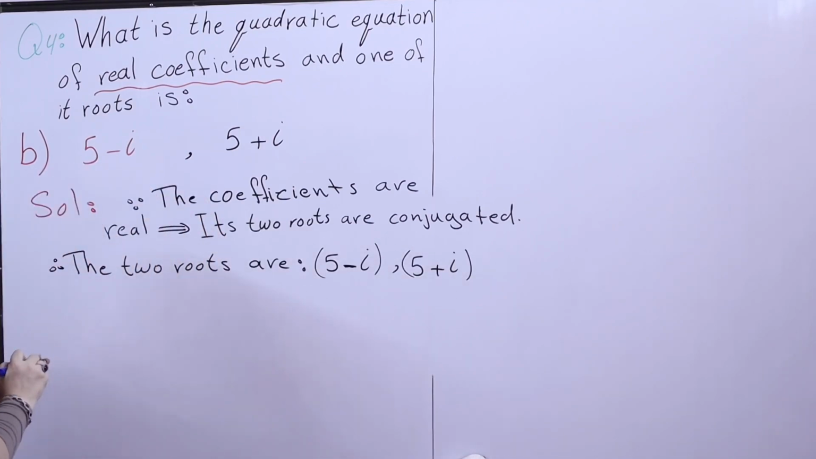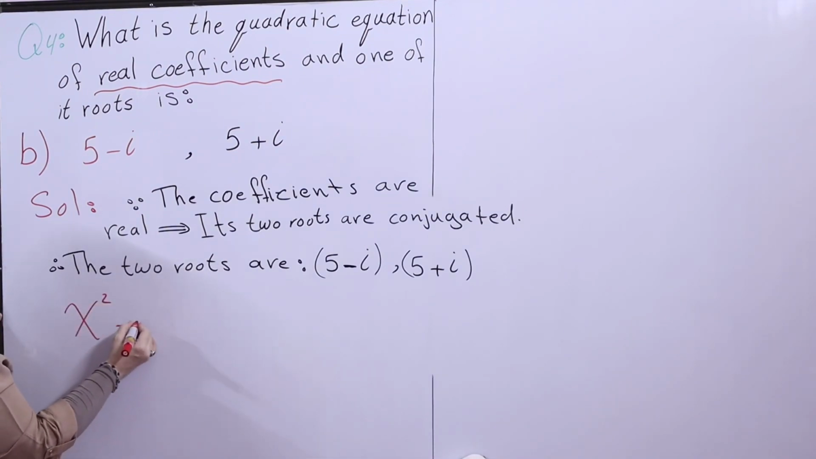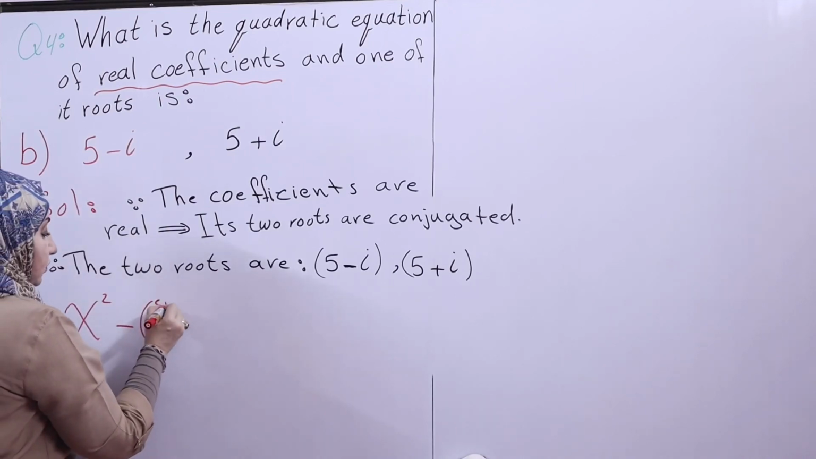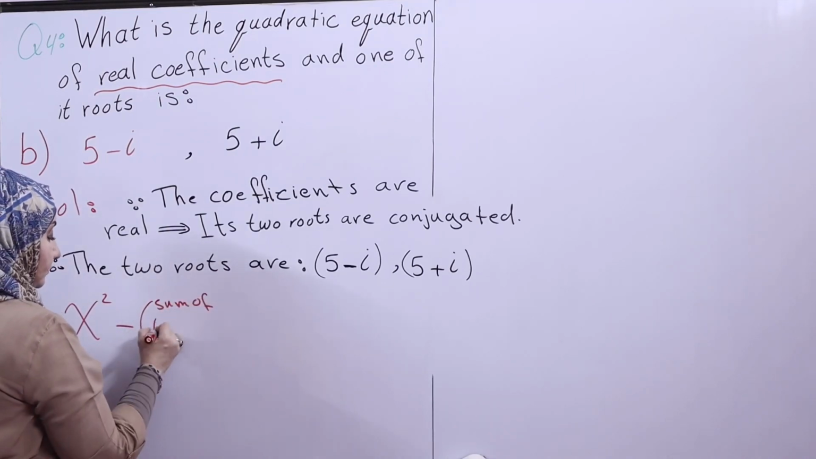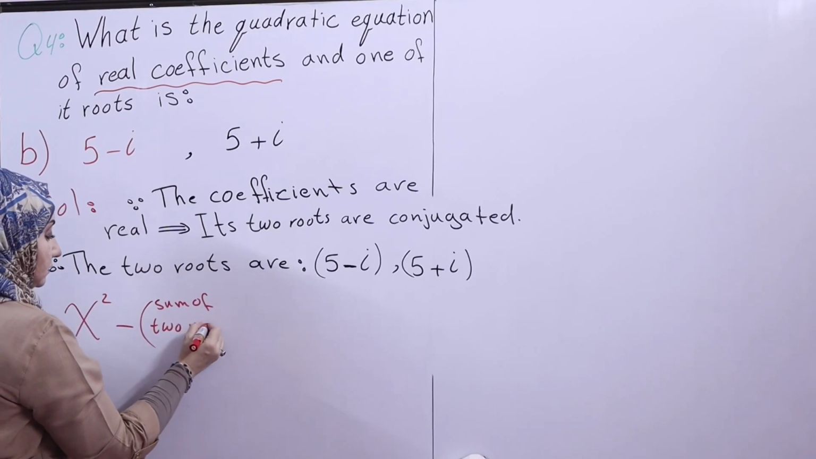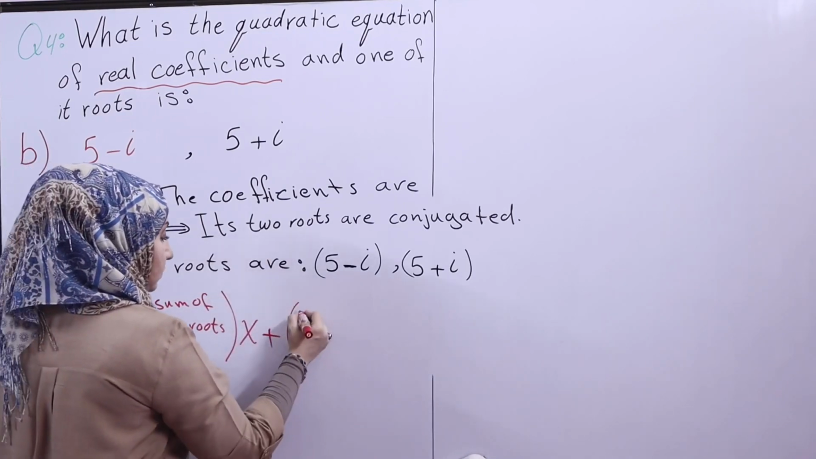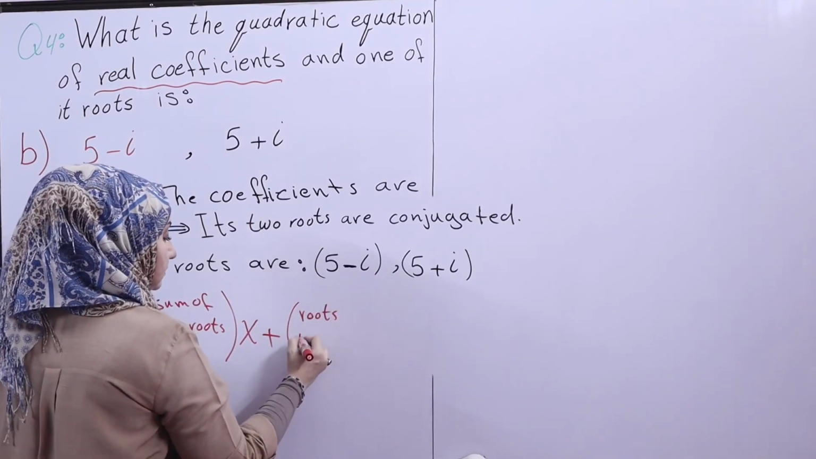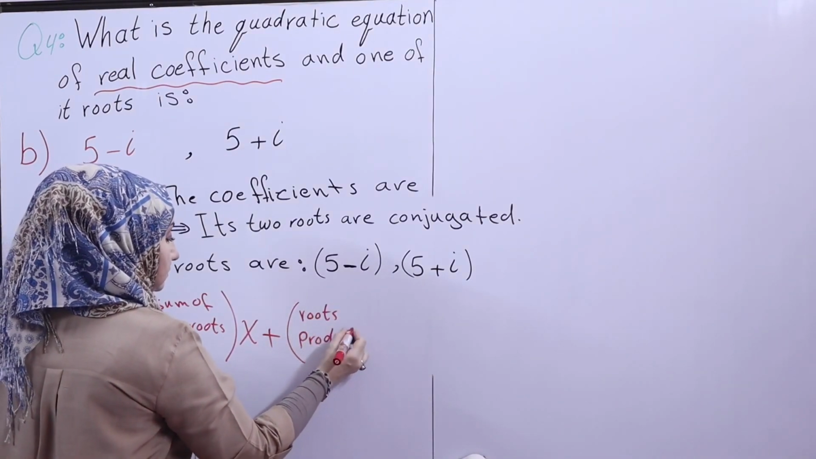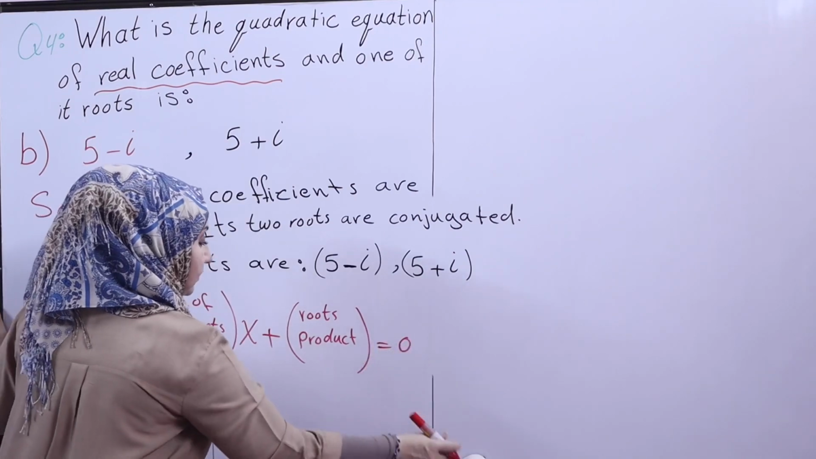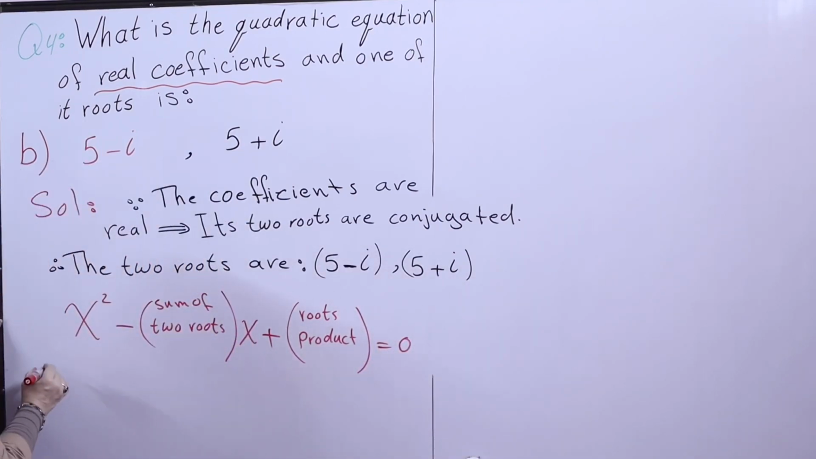So the law of the quadratic equation, which its two roots had been known, is x squared minus sum of two roots x plus roots product equal 0. So first we want to find the sum of the two roots.